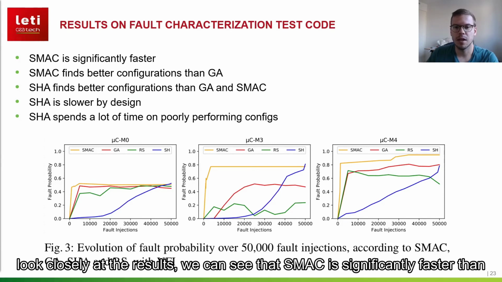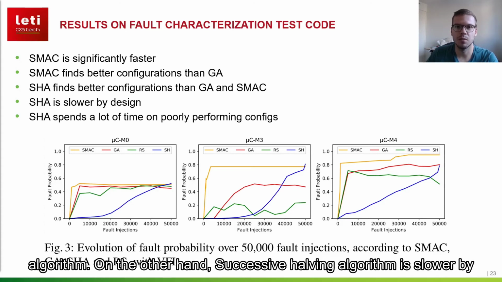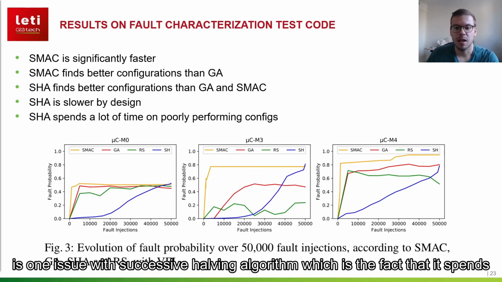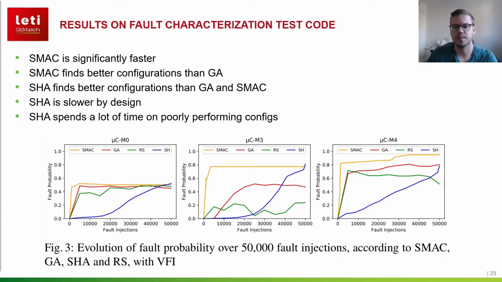So if we look closely at the results, we can see that SMAC is significantly faster than other techniques and that SMAC finds better configurations than genetic algorithm. On the other hand, successive halving algorithm is slower by design, but it can identify better configurations than genetic algorithm or SMAC. But there is one issue with successive halving algorithm, which is the fact that it spends too much time on poorly performing configurations during the first halvings.